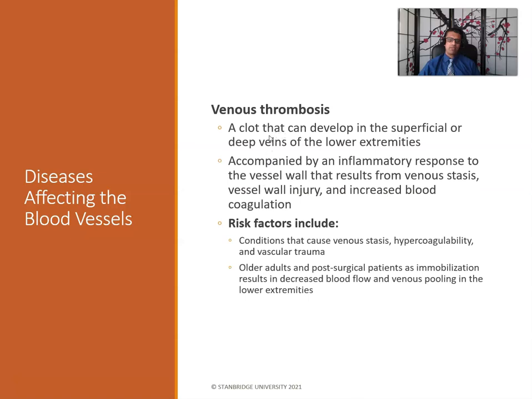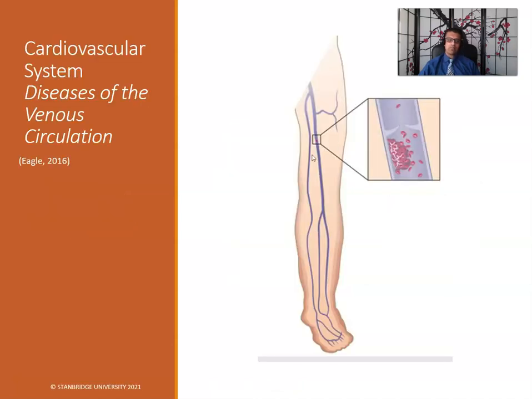And venous thrombosis: a clot that can develop in the superficial or deep veins of the lower extremities, accompanied by an inflammatory response to the vessel wall that results from venous stasis, vessel wall injury, and increased blood coagulation. Risk factors include conditions that cause venous stasis, hypercoagulability, vascular trauma, older adults, and post-surgical patients, as immobilization results in decreased blood flow and venous pooling in the lower extremity. So this is very important for you to understand. So that's where you can get a DVT or a clot.